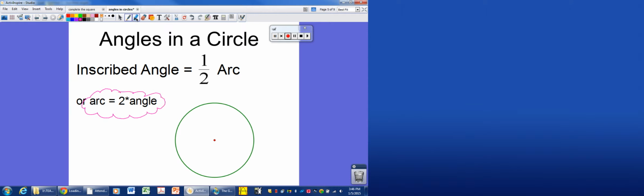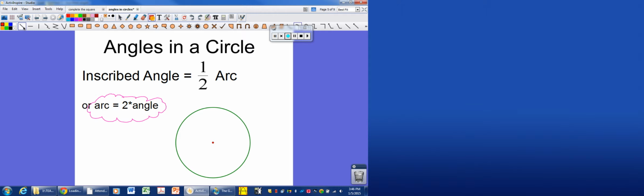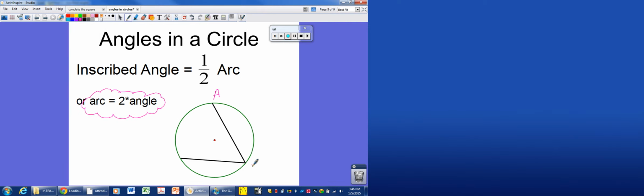And that's what we just found out with the sketchpad, our dynamic software: if you have an inscribed angle, which is formed by two chords that meet on the circle, let's label them. Here we have A and B and C again. So this is the inscribed angle. We have the measure of angle ABC. The angle is 1/2 of the measure of the arc AC, or the measure of arc AC equals 2 times the measure of the angle.